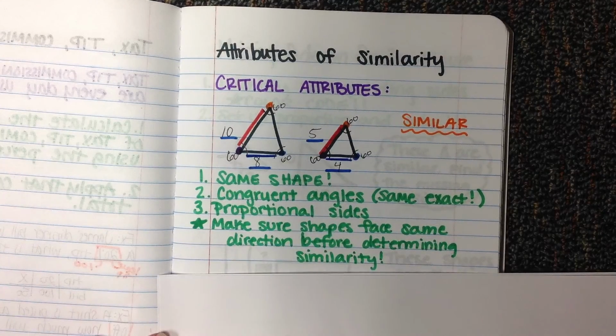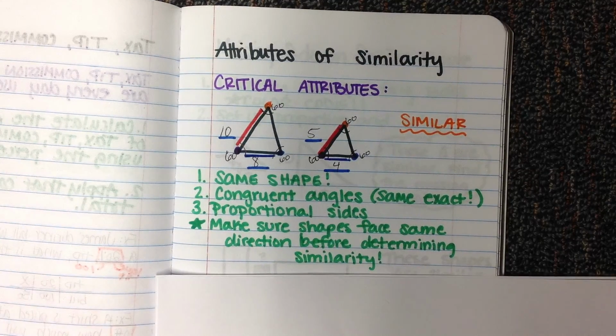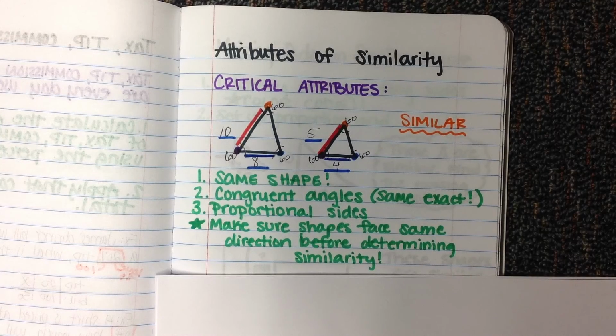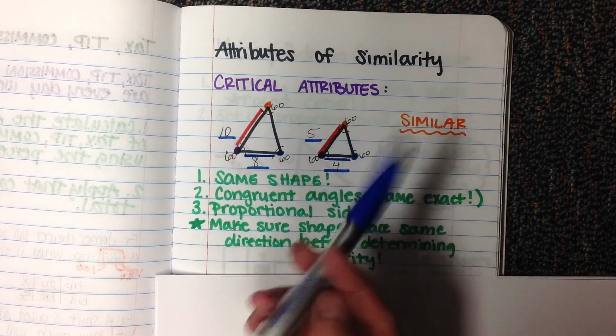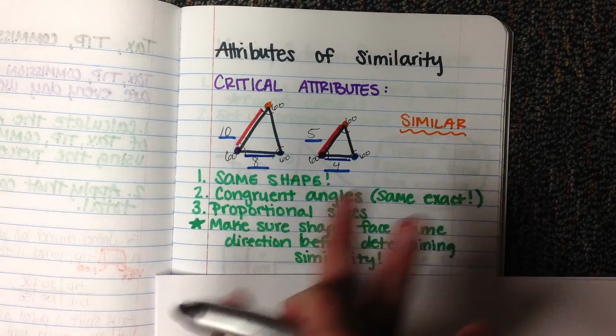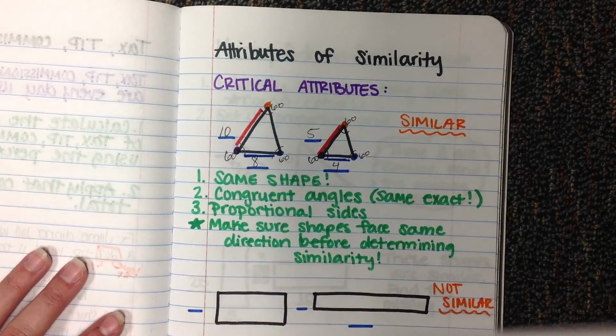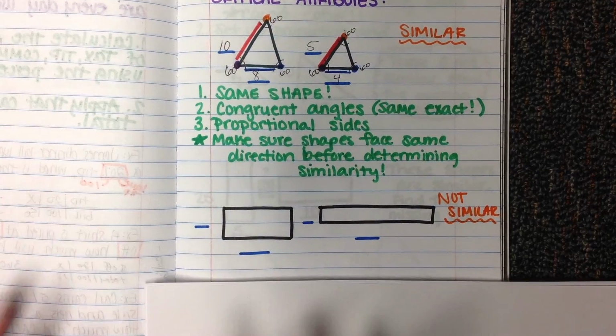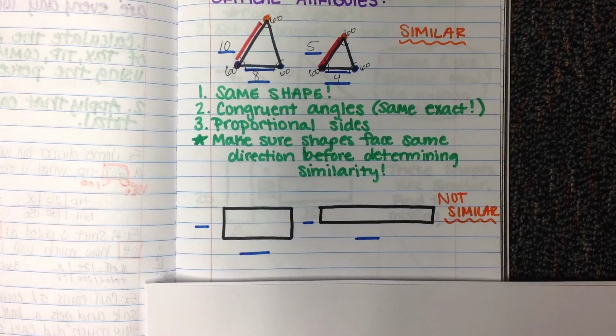Make sure that the shapes face the same direction before determining similarity. So corresponding sides have to be proportional, meaning the side in the same position has to be proportional. But if the shape is changed in direction, you need to rotate it either mentally or rotate and redraw it before you determine similarity. This is an example of similarity. Right here, this is an example of non-similarity.